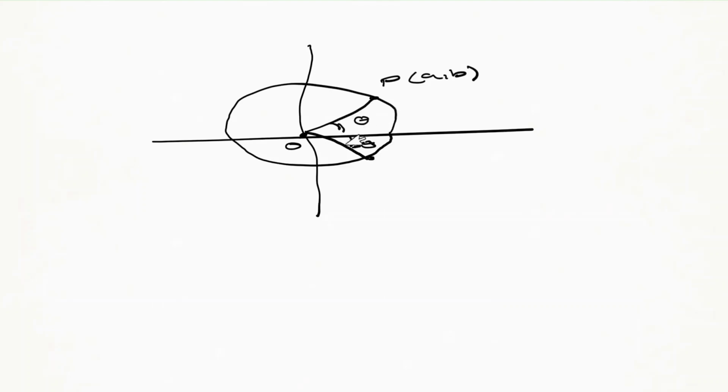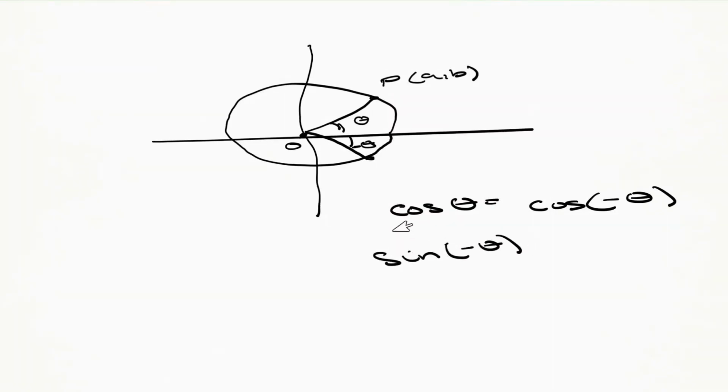And what we can see here is that if I had cosine of theta, which again is the x value, that would give me a value, right? So if I had the cosine of theta, that would actually be equal to the cosine of negative theta. And if I had the sine of negative theta, which is over here, that's actually equal to the negative sine of theta. And you might ask, well, how does that work?